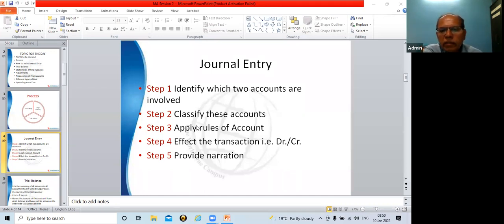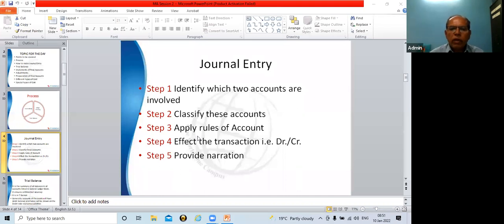In the earlier transactions, there were different accounts. If you observe, in the first transaction there was a personal account and a real account. In the second transaction, there was a nominal account and a real account. But in this third transaction, both are real accounts. So nothing to worry about. Let it be real account. No issue. Now apply the rule for real account.